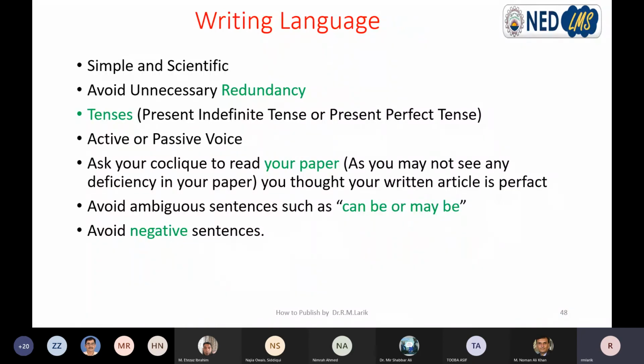So as I've told you earlier, ask your colleague to read your paper, because when you write a paper, for you, it is perfect. But when your manuscript is read by others, then others will criticize, others will see with their own thinking, right? So get your manuscript read by others also, so that they can give their feedback to you. And avoid ambiguous sentences such as 'can be' or 'may be', because these are not sure. And avoid negative sentences.